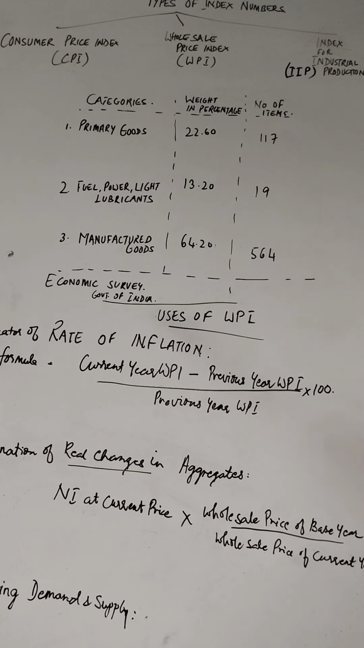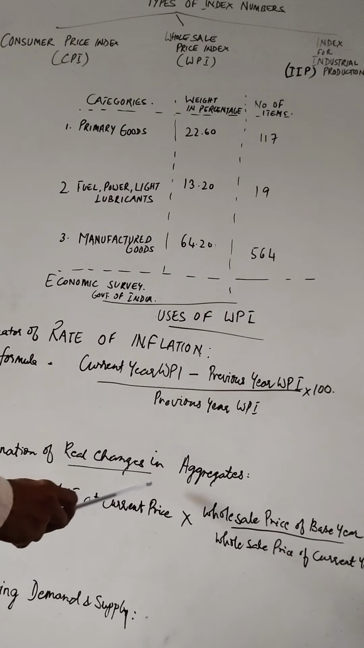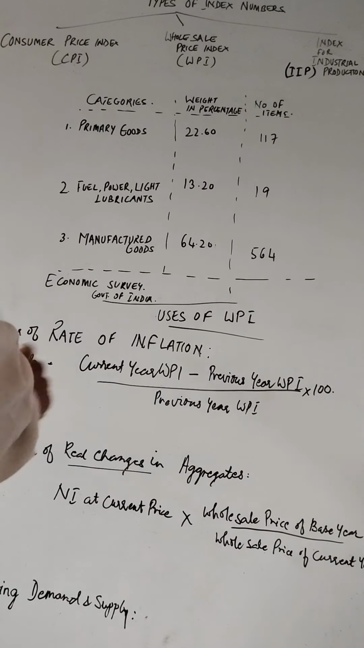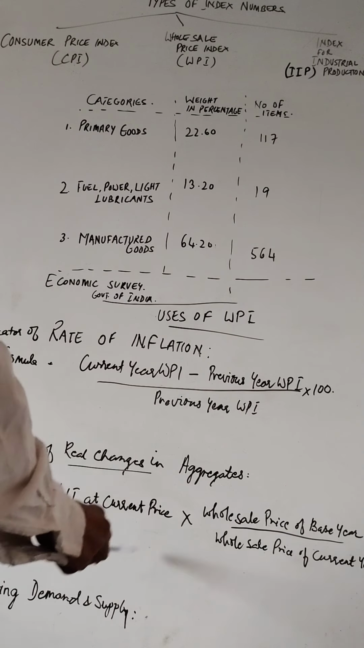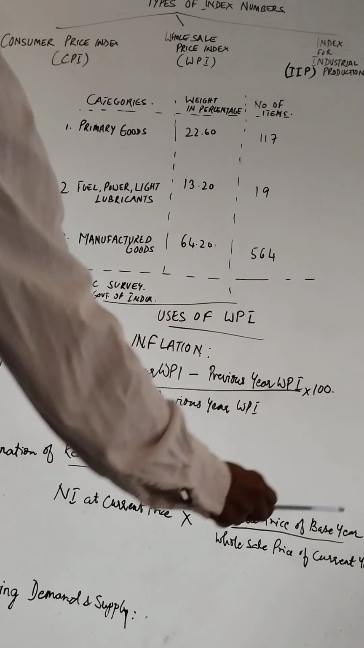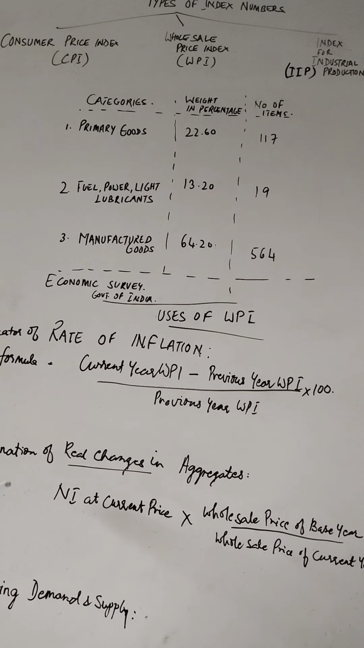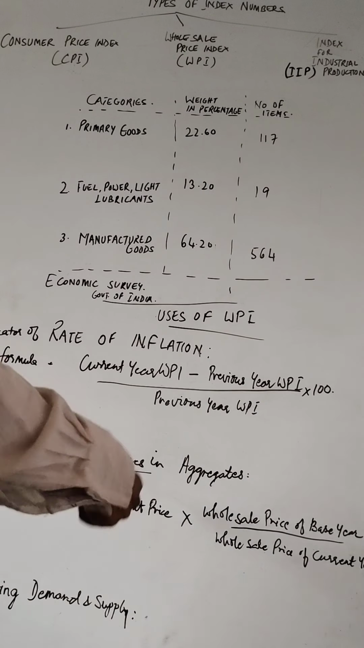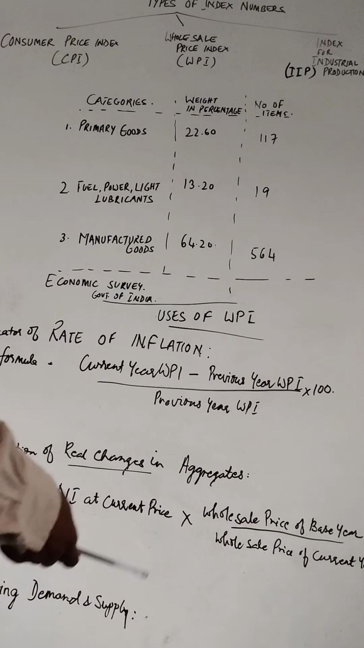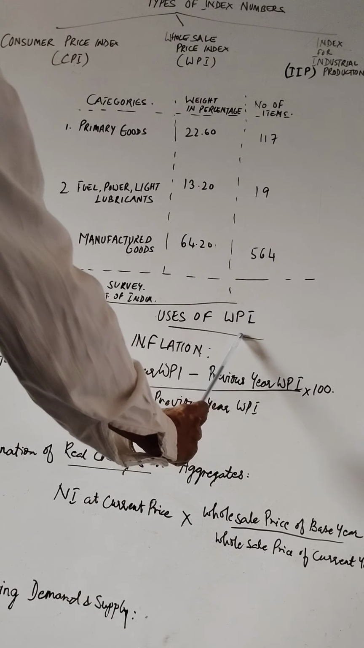Now, again, a very important use of the wholesale price index is the determination of real changes in aggregates. So what have been the real changes? So how do we do that? Let us take national income at current price, whatever is there, into the wholesale price of the base year divided by the wholesale price of the current year, with which we can find out what has been the real change in the national income aggregate. Has it increased? How much has it increased? Is it just a money increase? And all of that.